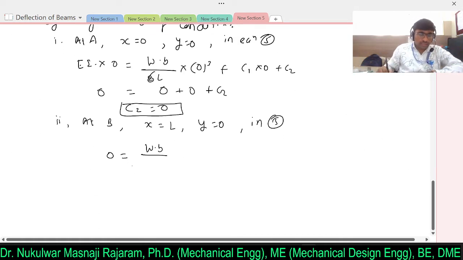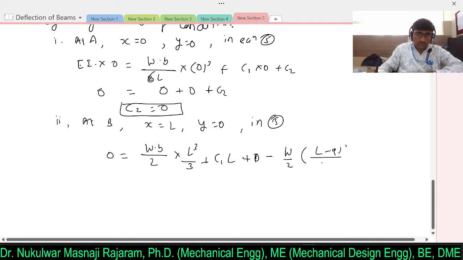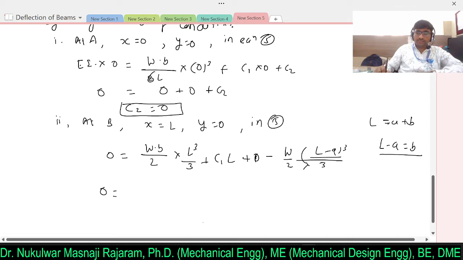So here I will write WB into L, into, instead of x, I will write L cube divided by 3, plus C1 L plus 0, as C2 is 0, minus W by 2 into, instead of x, I am writing L minus A cube divided by 3. Simple. So here again, now instead of L minus A, can I write B? Yes, because L equal to A plus B. If I take A to this side, I can write L minus A equal to B. So instead of L minus A, I will write B.